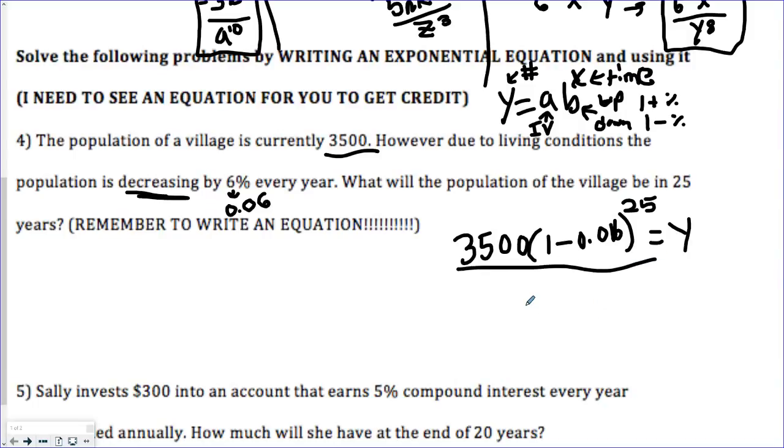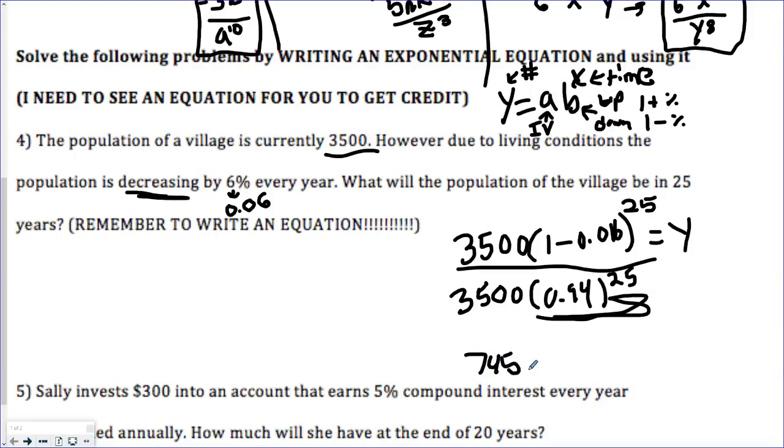Well, that requires me to do some work here. So I'm going to do the parentheses first. So I'm going to keep the 3,500. I'm going to do 1 minus 0.06, which gives me 0.94 to the 25th. Now, remember, exponents come first, so it's going to be this part first. 0.94 to the 25th first, and then you're going to times that by 3,500, and that will give you your population of 745.19, or if we just round it off, approximately 745 people.